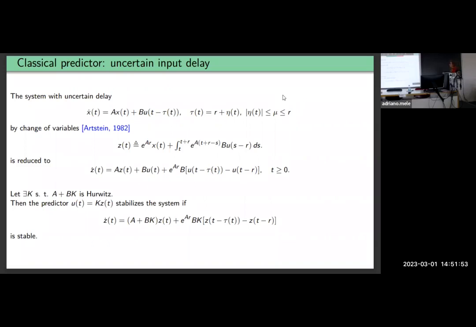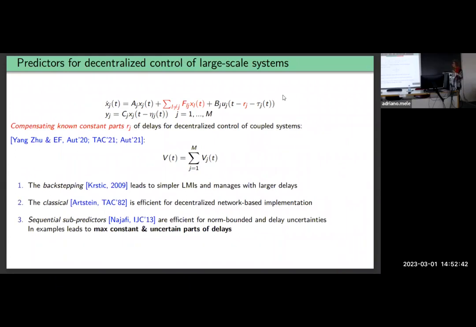The idea came from Tzvi Arstein. He's also from Israel, and this is now a classical method. So he suggested to make this state transformation, and if we apply this transformation, we finish up with such a system. And we assume that A plus BK is Hurwitz, is stable. And this is an additional term due to small perturbation of R. And we can analyze stability of this by the same Lyapunov method that I have shown you more or less. So this is doable.